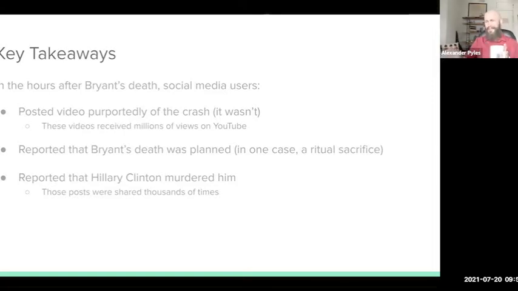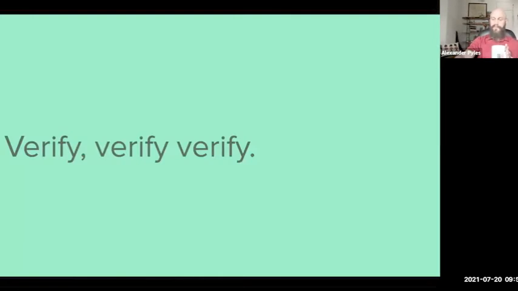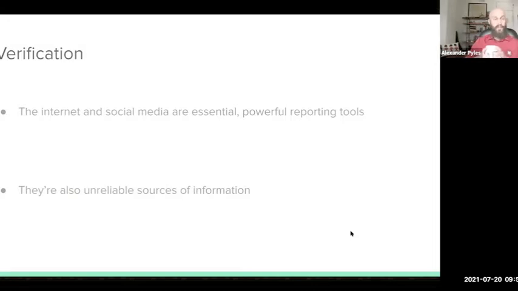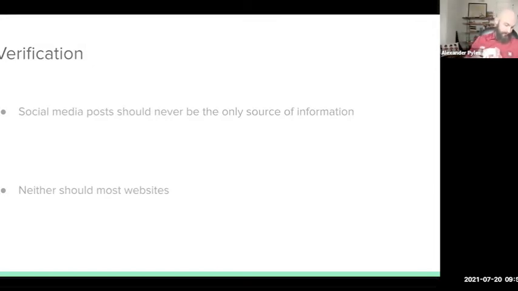So I bring all this up just to say, boy, misinformation spreads really fast. So as journalists, we have to be extra careful to verify, right? To make sure that what we are finding is actually true. Because otherwise, the people, the sources, the trends, the topics that you're searching to try to bring a story to life, a data story or any story, could end up sinking your story instead. So the internet and social media are essential and powerful reporting tools, but they're also unreliable sources of information. And they should never be the only source of information, right? And frankly, neither should most websites.